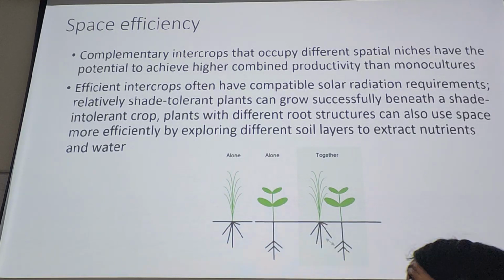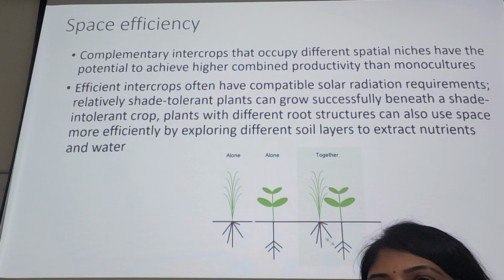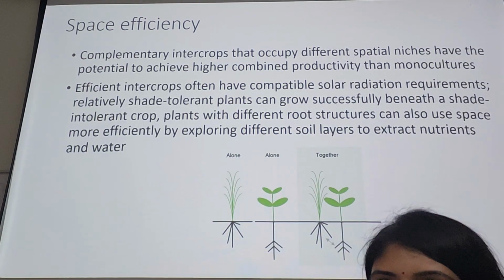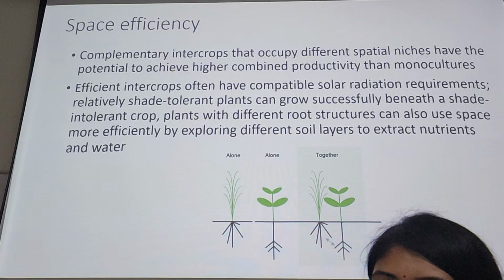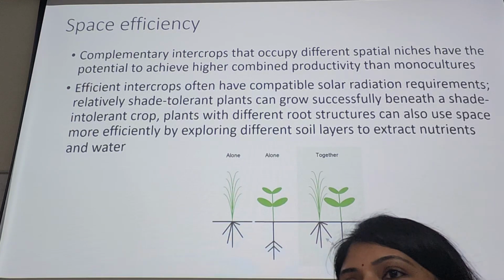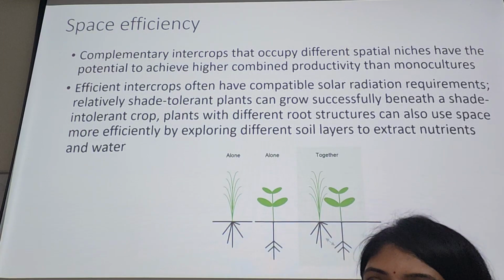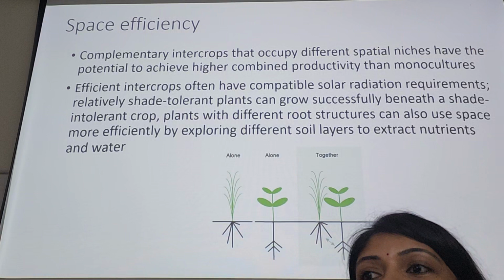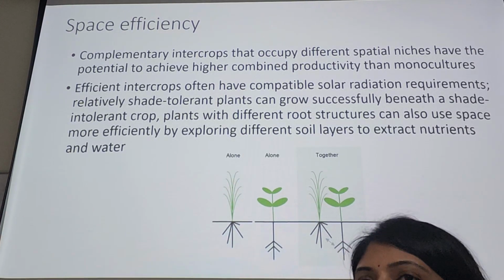Okay, so first of all is space efficiency. So for an example, if you're planting maize, you're just planting maize throughout your farm. So the space is not actually utilized because the rows in between the maize are not utilized. So sometimes what they will do is plant legumes in between each row of the maize, just to make sure that you are completely utilizing the land and the resources in the farm.